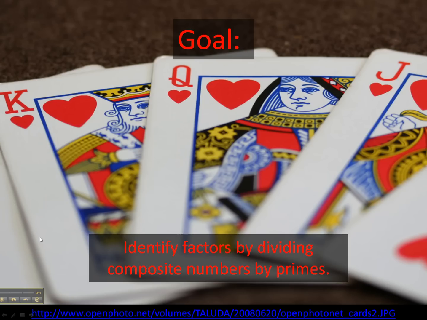A factor is a number that you divide another number by. A composite number is a number that can be divided by another number other than 1 and itself. And a prime number is a number that can only be divided by 1 and itself.